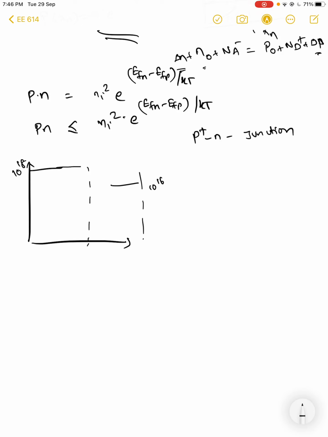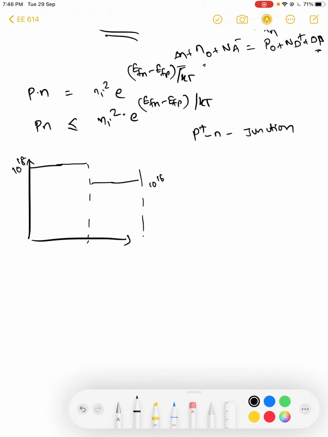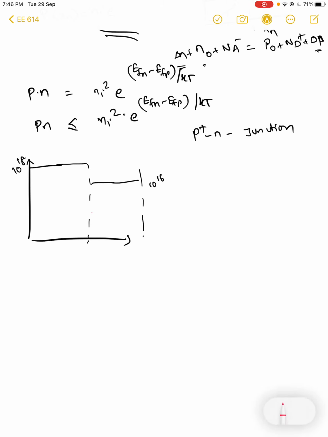And the P density does not change till the junction. Similarly, the N density does not change till the junction point. However, the minority holes here, right, it drops down like this. Similarly, the majority, you know what, I'm going to change the color.